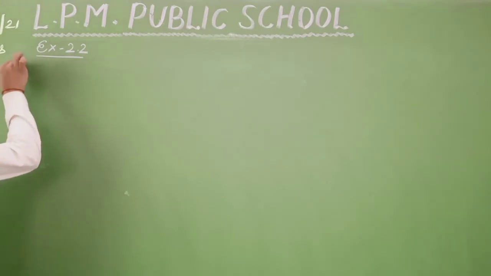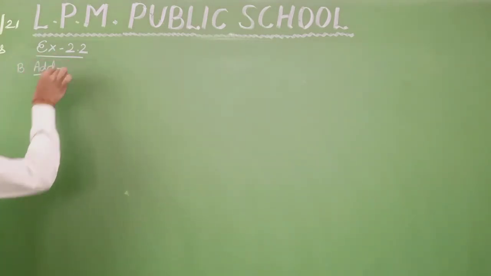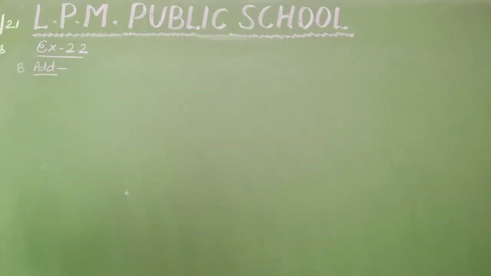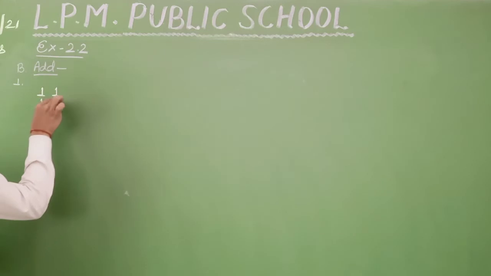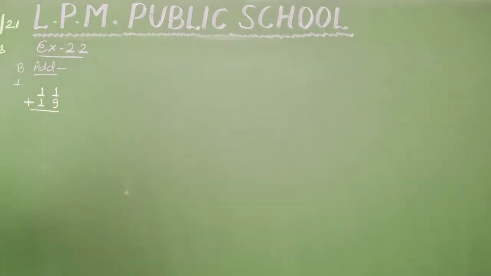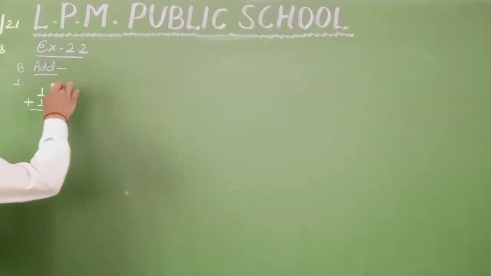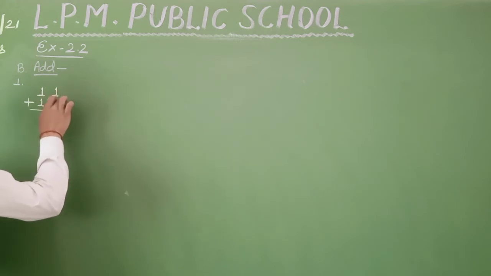question B, add. We have to add vertically. The first question is 11 plus 19. Firstly, we have to add the ones places, that is 1 and 9. You know that 1 and 9 makes 10.